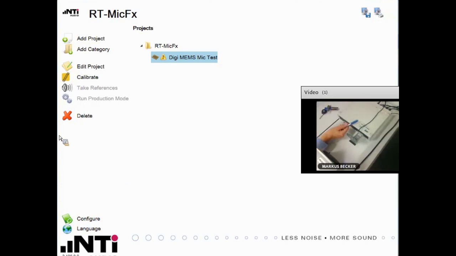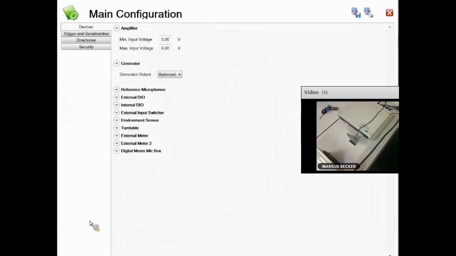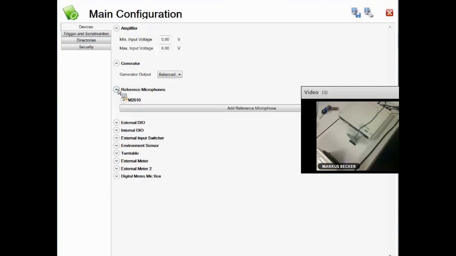Now let us take a look at the setup in the software. The first thing we have to do is verify the basic configuration. And here it is important to have the reference microphone activated. That has already been done. You see it here. And also to connect a digital MEMS MIG box to the system. That has also already been done. I could test the connection, but I know it's working fine, so I leave it as it is.